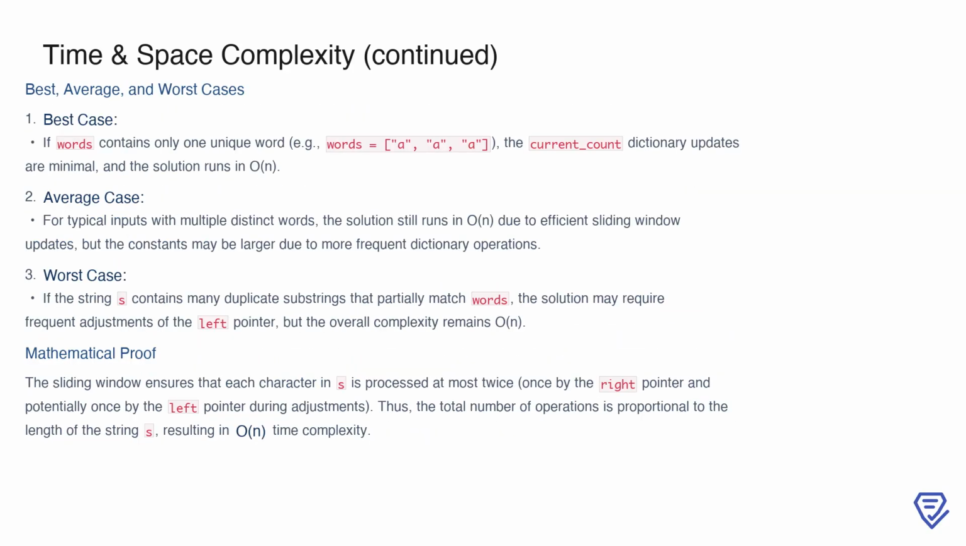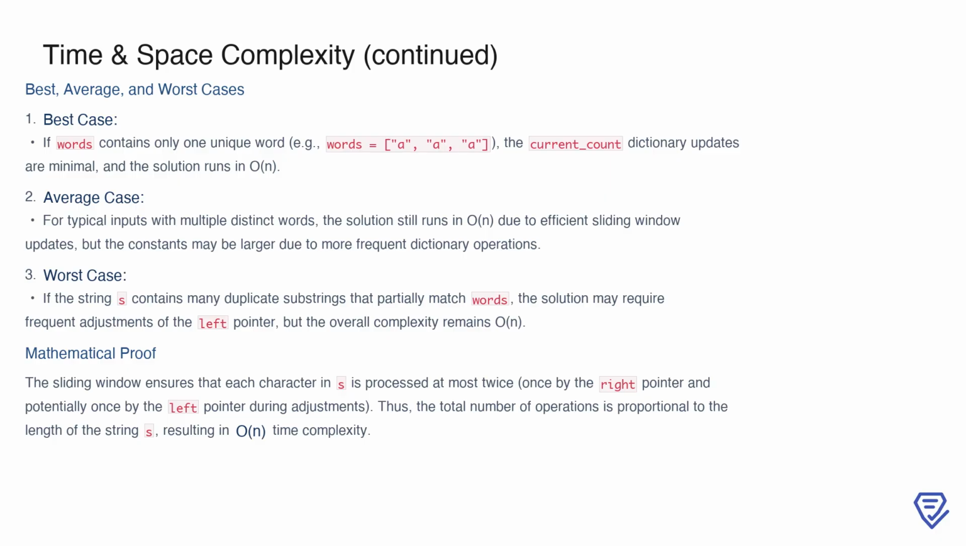To better understand performance, we analyzed best, average, and worst cases. In the best case, if all words in the words list are identical, the current_count dictionary updates are minimal, and the solution runs efficiently in O(n). For average cases, typical inputs with multiple distinct words still maintain O(n) complexity, although the constants involved may be slightly larger due to frequent updates to the current_count dictionary.